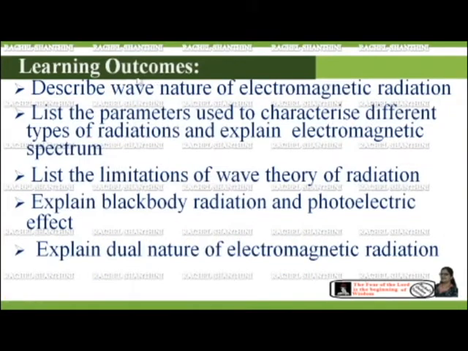Learning outcomes. Students, at the end of this session, you will be able to describe the wave nature of electromagnetic radiation, list the parameters used to characterize different types of radiations, explain the electromagnetic spectrum, list the limitations of wave theory of radiation, explain black body radiation and photoelectric effect, and explain the dual nature of electromagnetic radiation.